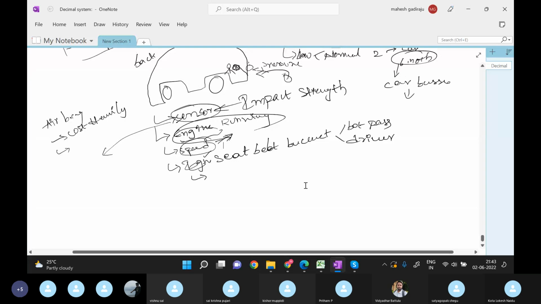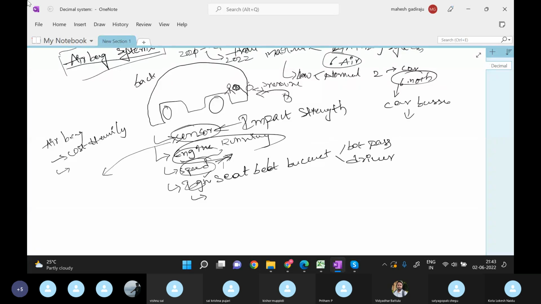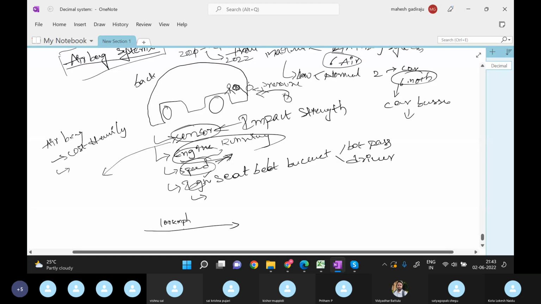Okay. So basically, what will happen? The vehicle will be moving, moving at 100 kmph speed. Suddenly it drops down to 5 to 10 kmph speed or 0 kmph.